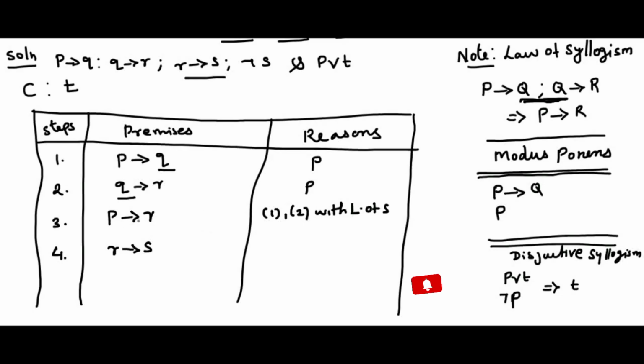What is the law of syllogism? P then Q, Q then R, we can write P then R. Here we see P then R, R then S. These two are the same, so we can write what? These two. Okay, so this is the given statement, so we consider premises.